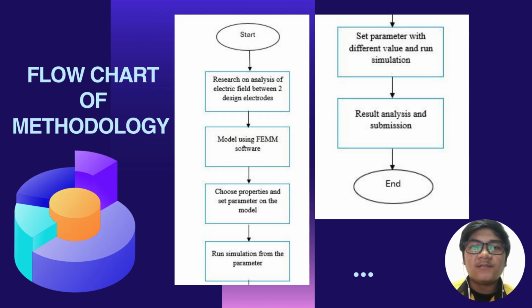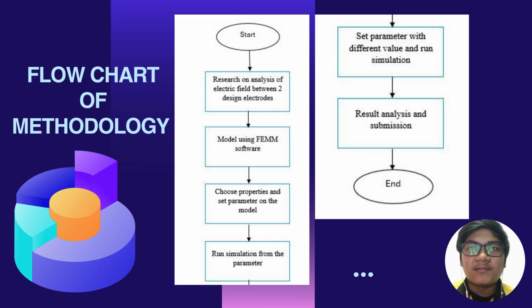So this is the flowchart of the methodology. First is start, and the second is to research the analysis of electric field between the two designed electrodes. Next is to model using the FEMM software. This is the model of the two electrodes design. And the third one is to choose properties and set parameters on the model, properties like air, high voltage, ground.